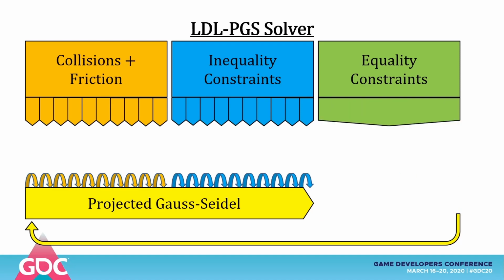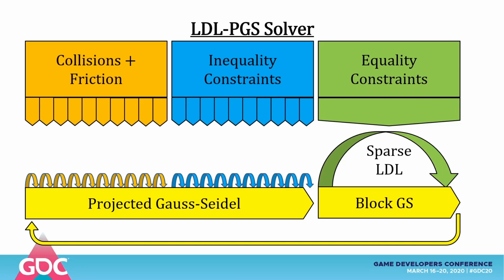Our approach changes the way the equality constraints are processed inside the PGS. Instead of processing these one at a time, we use a direct method to invert the entire submatrix corresponding to the equality constraints. This fits within the formalism of the block Gauss-Seidel, and the method we use to invert the matrix is called the Sparse LDL decomposition.